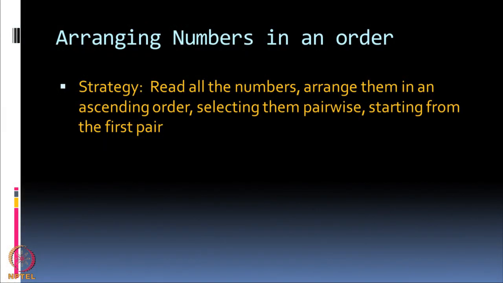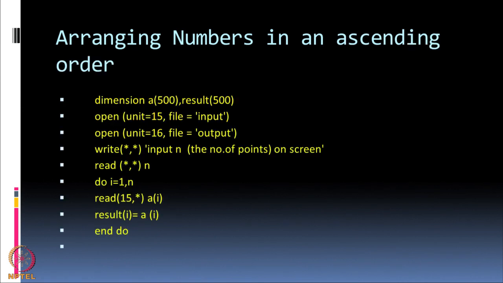So, to arrange several numbers in an ascending order, what is our strategy? The strategy is, let me make it bigger. The strategy would be to read all the numbers, then arrange them in an ascending order, selecting pairwise starting from the first pair, and then your final array would be a set of numbers in an ascending order. So, what is the first thing we need to do? We need to read all the numbers. So, that is what you will do now. How will you read all the numbers?